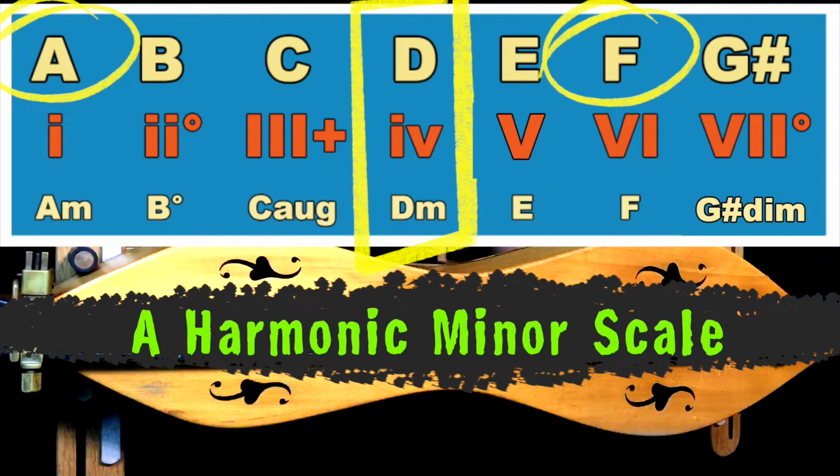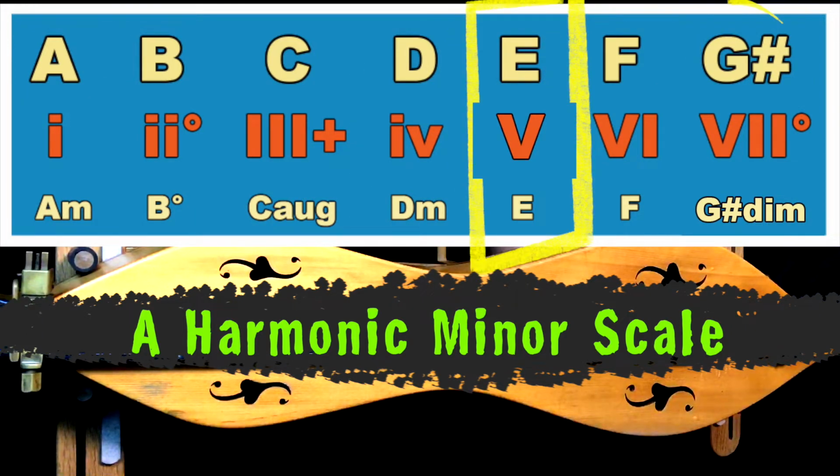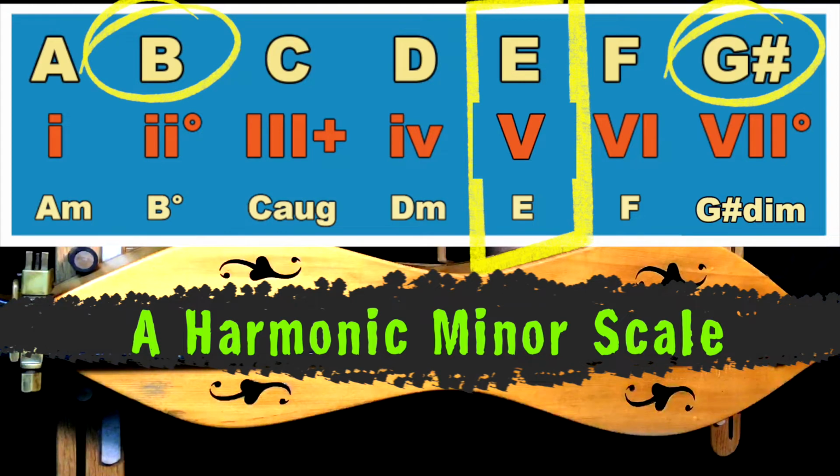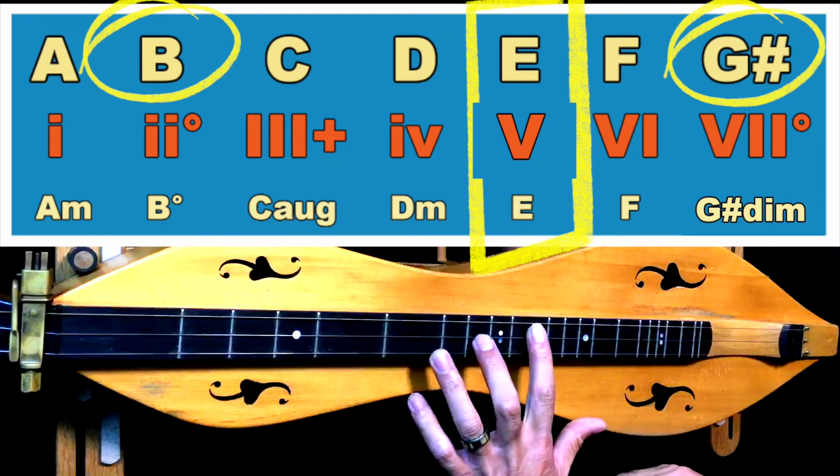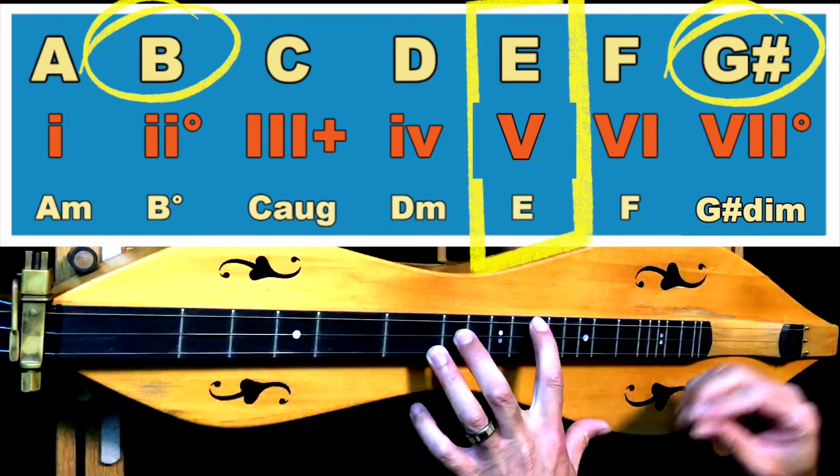Fourth degree still yields a D F A for D minor, so no change there. But now we arrive at the whole reason for using the harmonic minor scale. Remember that the fifth degree chord for a natural minor is E G B. That's an E minor chord. Though it still serves a dominant function when played in a minor key, the pull to the tonic isn't as strong as it is with a major key. Here's our E minor.